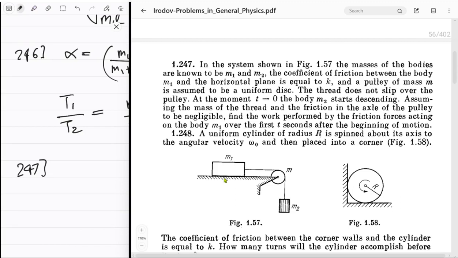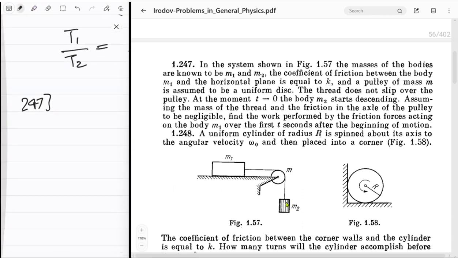At moment t equal to 0, the body m2 starts descending. Assume the mass of the thread and friction in the axle of the pulley to be negligible. Find the work performed by the friction forces acting on the body m1 over the first t seconds after the beginning of the motion. So you just want the time dependence of the displacement, and then you will have it, right?